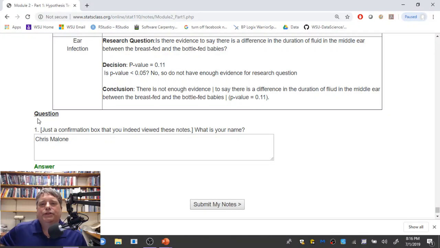That does it for Module 2, Part 1, the various elements of a statistical hypothesis test. The next part will include a couple of examples where we go through all of those steps with a new case study.